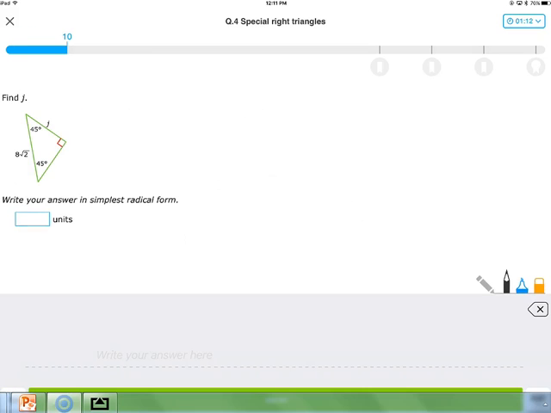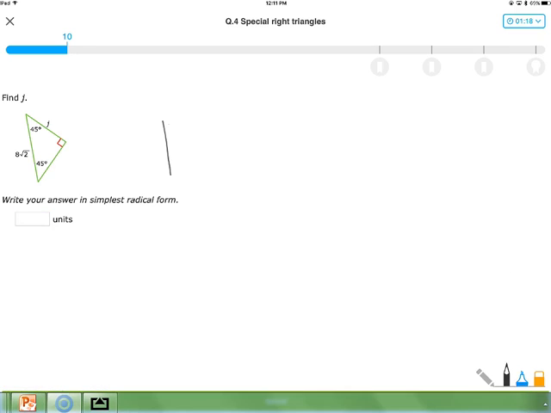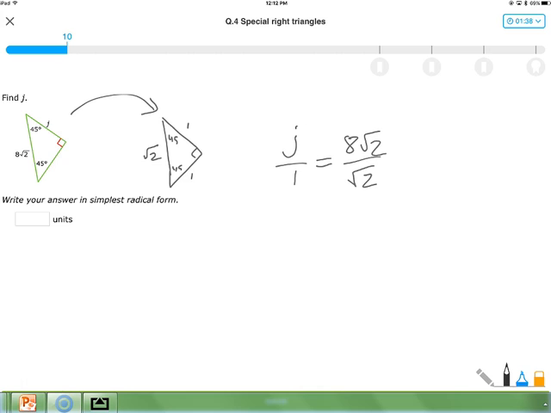Perfect. So it brings us to a 45, 45, 90 triangle, our other one. So let's draw one oriented the same direction. So here's 45, 45, 90. Here's 1, 1, root 2. So going from here to here, we get j is to 1 as 8 root 2 is to root 2. Again, j over 1 is just j is equal to, these cancel, 8.